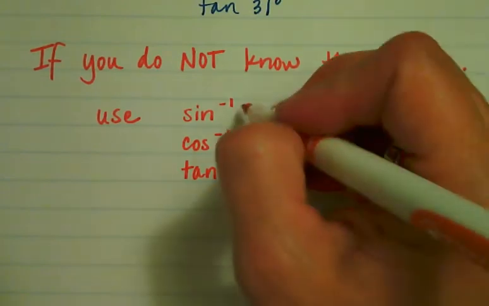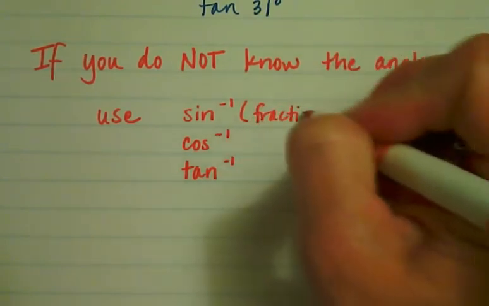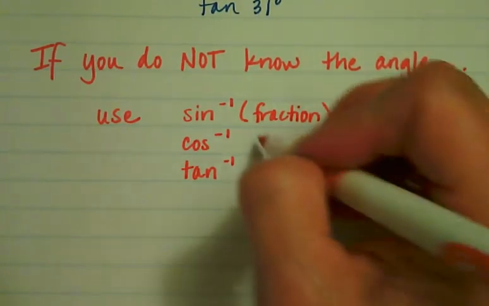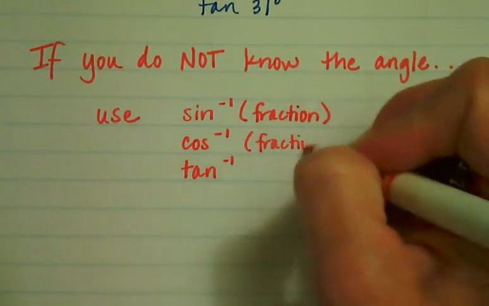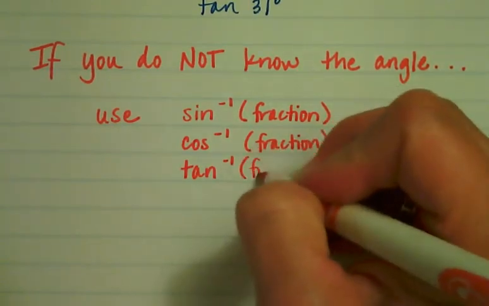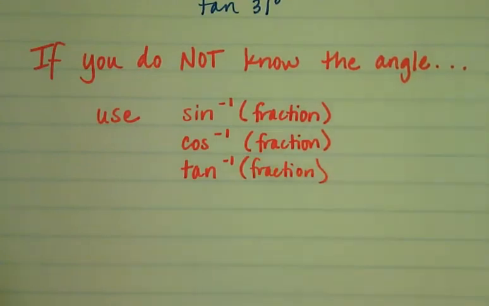And then in the parentheses, we are going to put our fraction, which is the opposite over hypotenuse. Or here, we would put in the fraction for the adjacent over the hypotenuse. And then here, we would type in the fraction for the opposite over adjacent.